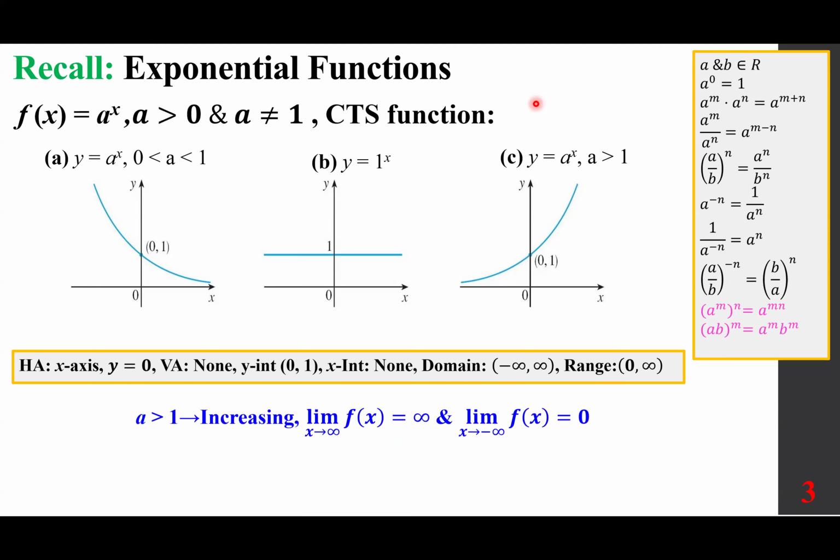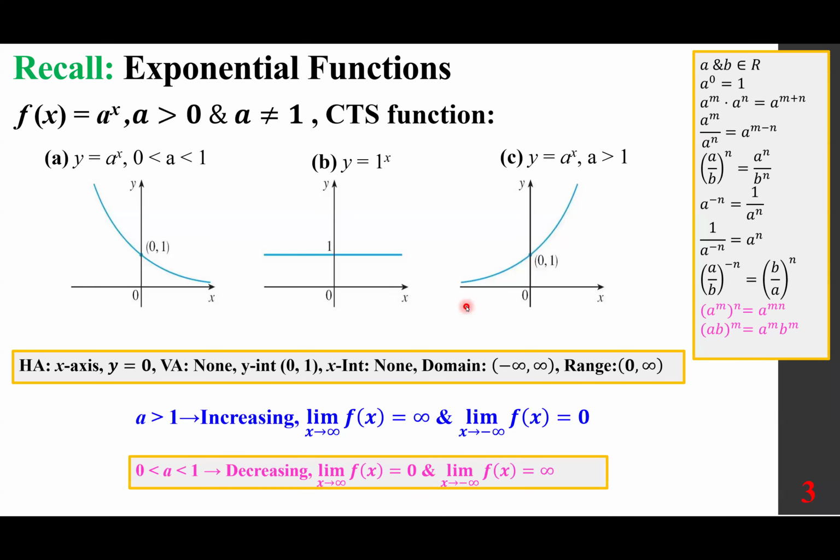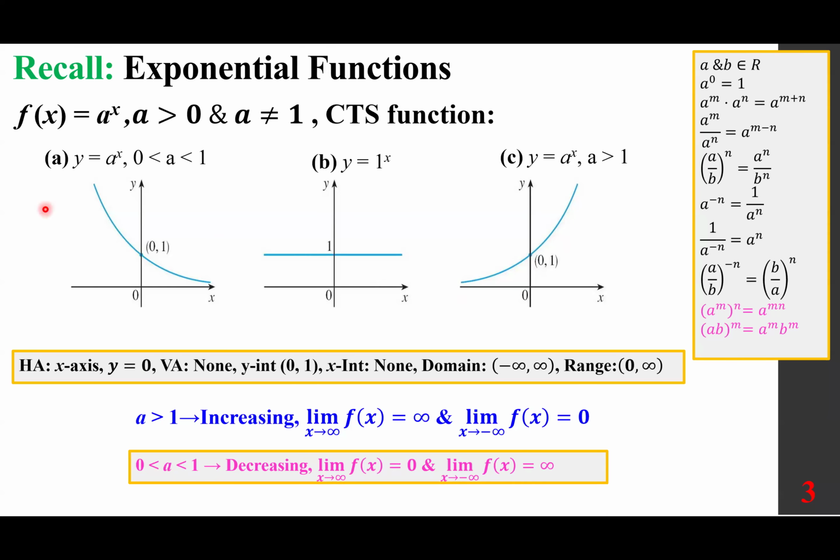When a is larger than 1, in this case, it's increasing. The limit of f(x) as x approaches infinity is infinity, in other words, the first quadrant. And the limit of f(x) as x approaches minus infinity is 0, and that is the definition of a horizontal asymptote. If it's between 0 and 1, then this is a decreasing or decay function. The limit of f(x) as x approaches infinity is 0, and the limit of f(x) as x approaches negative infinity is positive infinity.